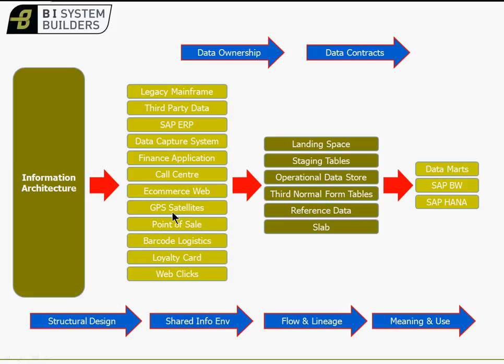GPS satellites, so that's your location coordinate information. Point of sale, POS, can be very, very useful. Almost all products now seem to have a barcode on them. Seen frequently in supermarkets. You take a product there, scan the barcode. It's very useful for things like basket analysis.